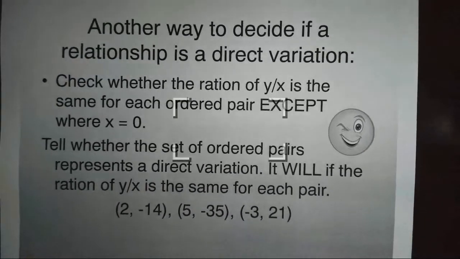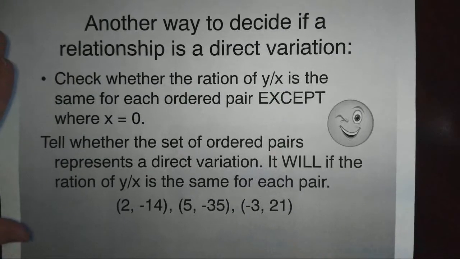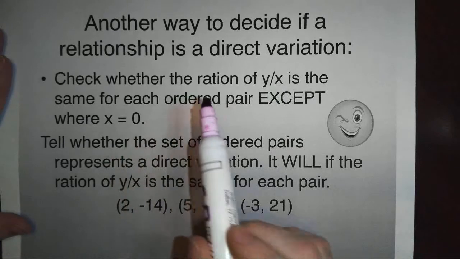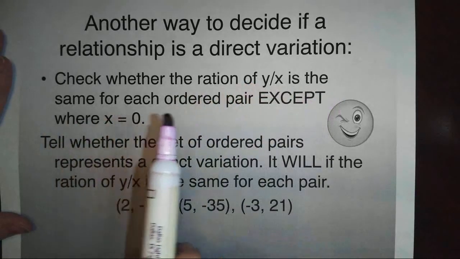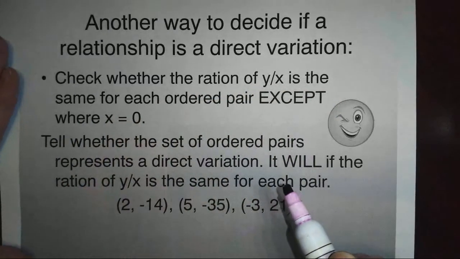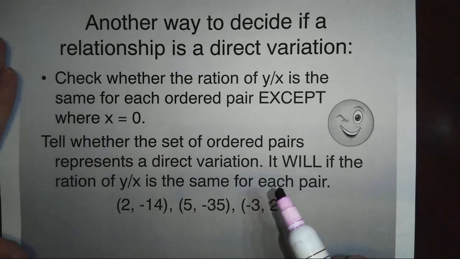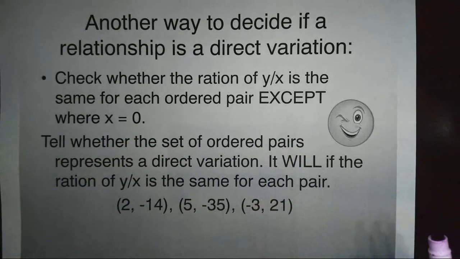Sometimes we don't have an equation to check for direct variation, so another way to decide if a relationship is direct is to check whether the ratio of y divided by x is the same for each ordered pair except where x equals 0. Because remember, where x equals 0, y definitely has to equal 0, and you can't divide by 0, so y divided by x wouldn't make any sense.